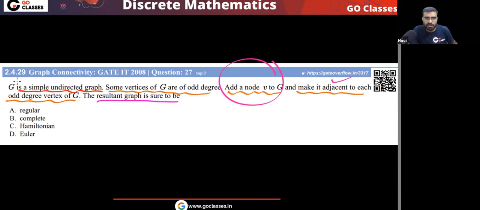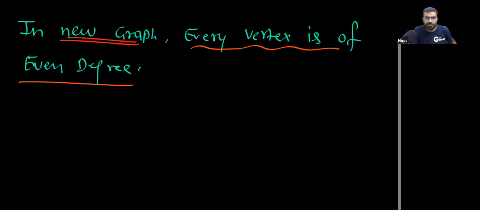This is given to you. G is a simple undirected graph. Some vertices are of odd degree. You are adding a new vertex, making it adjacent to each odd degree vertex. The resultant graph, is it necessary to be a connected graph? Tell me. The new graph that you will get, I can say it will be a connected graph. So in the new graph, every vertex is of even degree.